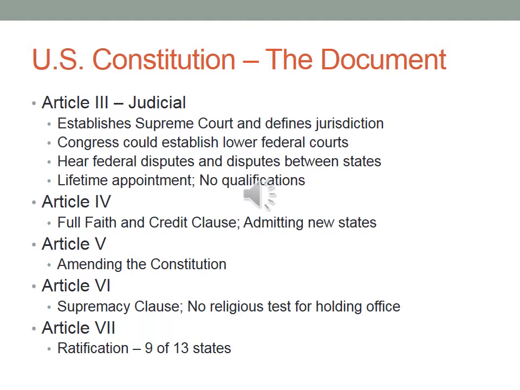Because if the Constitution stated that there was, for instance, the Supreme Court and three lower federal courts, and more lower federal courts needed to be added, since the Constitution said three lower courts, you would have to change the Constitution each time you changed the number of federal courts. But by giving Congress that power, it was a very smart thing to do to prevent continuous changing of the Constitution. The judicial branch will hear federal disputes and disputes between states.